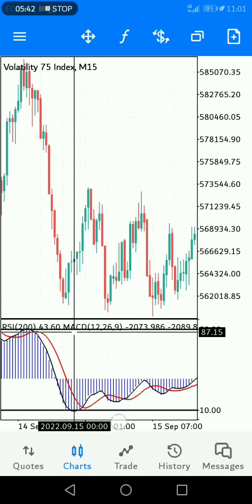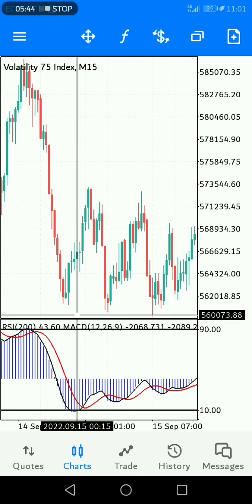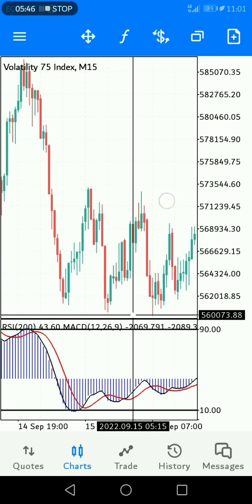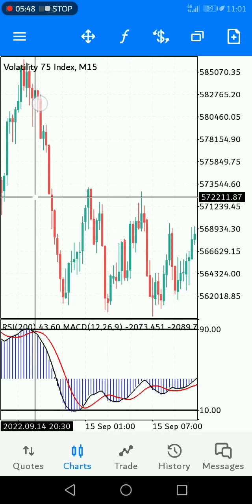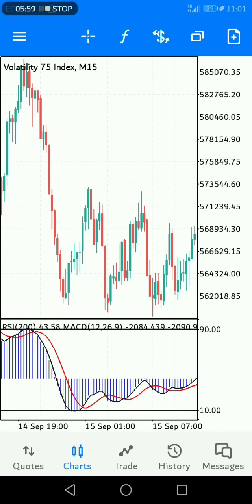So you just need to have patience to let the market come to the level 10 before you start thinking about getting into a buy order. On the other hand, you want the market to go to the level 90 before you start thinking about placing sell orders. So about the zoom level, this is something that people ask me a lot about.